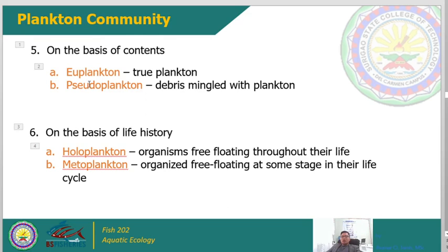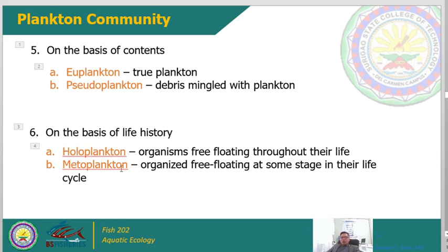Another classification is based on the contents. Naa tay gitawag nga euplanktons, true planktons. Naa pa'y uban plankton nga false, from the word pseudo meaning false. Debris mingled with planktons. Mga debris ra sila that can be decomposed, debris that attaches to the other planktons. Okay? So those are the contents. And then, the basis of life history. Naa tay holoplanktons and meroplanktons.